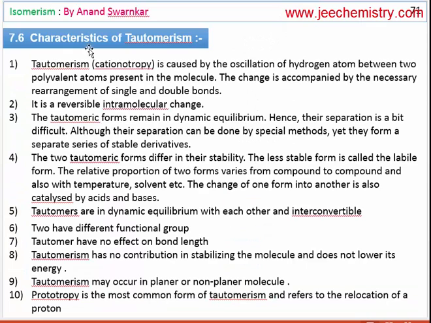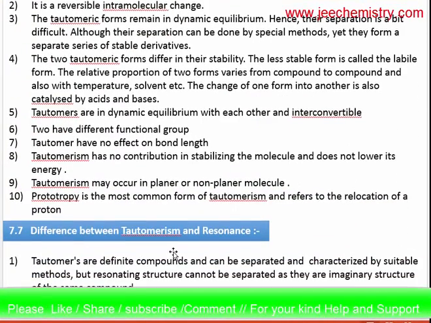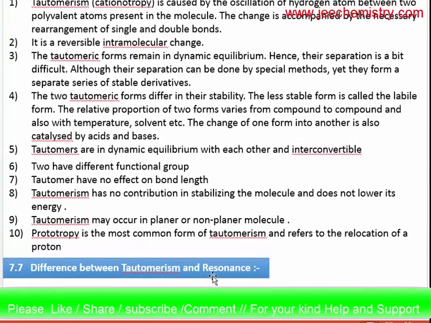We will also learn about the characteristics of tautomers. We will also learn the difference between tautomerism and resonance. What are the characteristics of tautomers? Then we will learn about tautomerism and resonance.